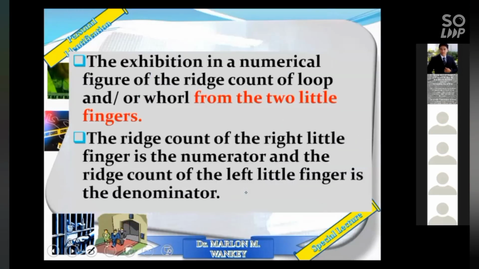Let us now proceed to the final classification. The exhibition in a numerical figure of the ridge count of loop or whorl from the two little fingers. The ridge count of the right little finger is the numerator and the ridge count of the left little finger is the denominator. Again, numerator are those right fingers and denominator are those left fingers. But this time, we only focus on the little fingers. Okay?